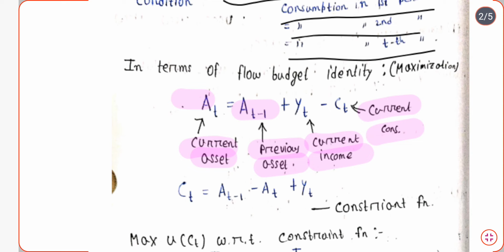So what is my current income and current consumption? If I subtract my current consumption from my current income, and then add this to the previous asset, that is AT minus 1, then that will be my current asset, and it is denoted as flow budget identity. Okay, so mathematically if I want to show this, suppose my previous asset is 20 rupees.